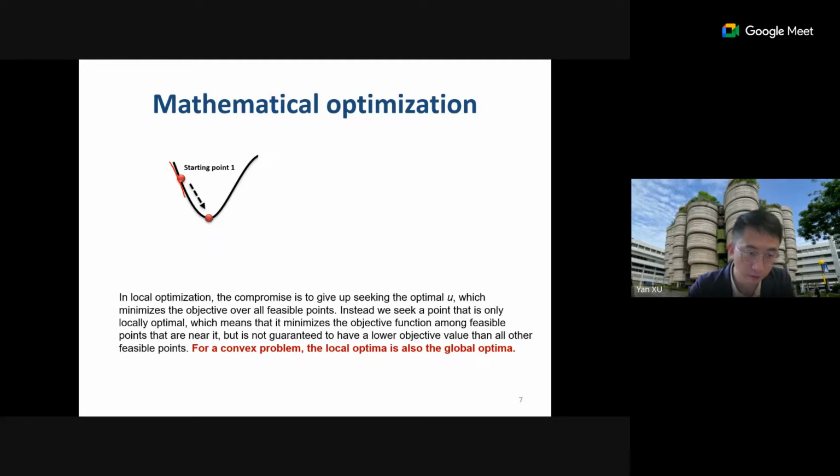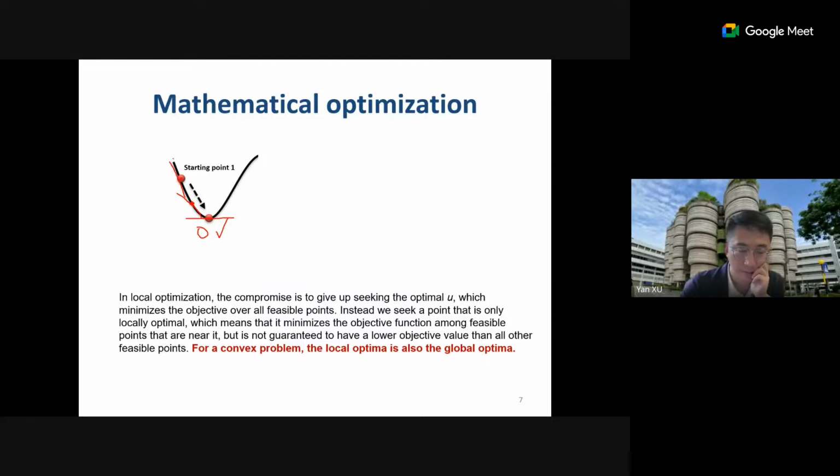But we have to start from a given point. Let's say we start from here, and we calculate the gradient. Clearly, the gradient is not 0. The gradient is negative. Then following this gradient, we can calculate a new solution here. Then once again, we calculate the gradient, and it remains non-zero. So we continue this process until we find a 0 gradient point here. Now here we consider this is the solution.